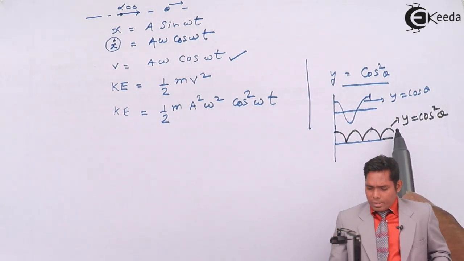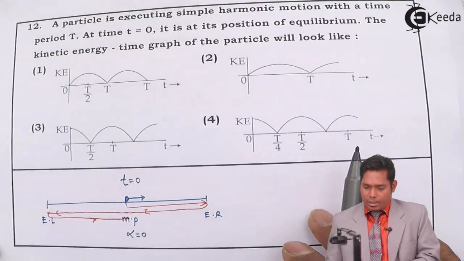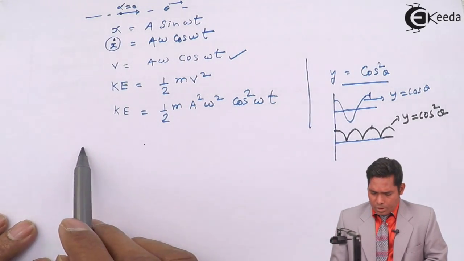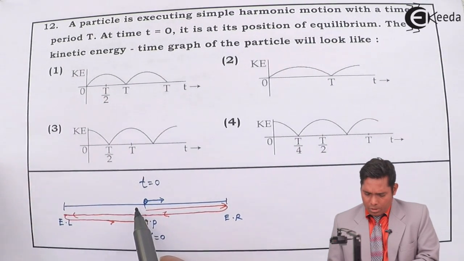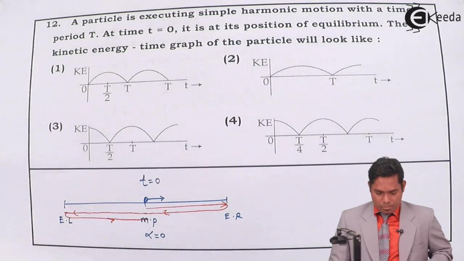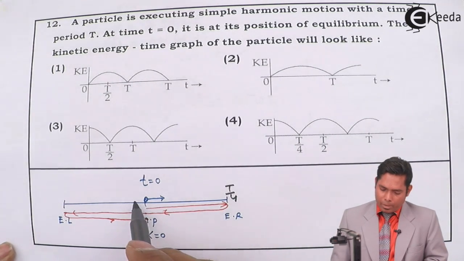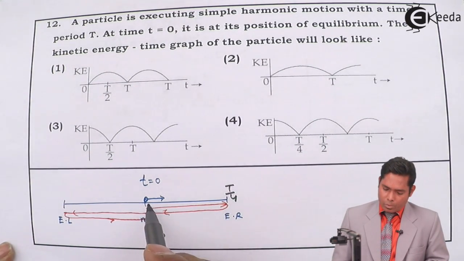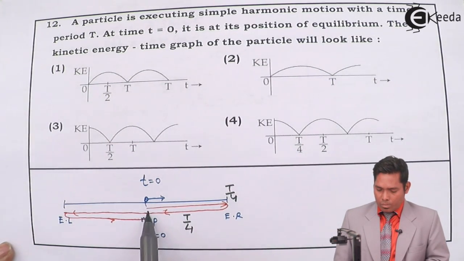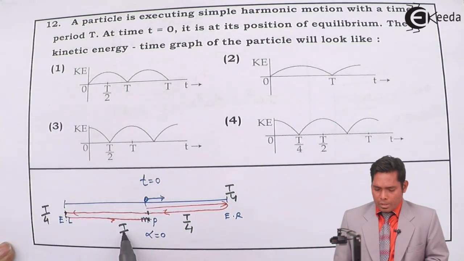So the graph is like this, but then how to choose which one is the correct answer? Now I'll just tell you that from the mean position to this extreme position, it will take time T by 4. That we must know. Then from here to here again it will take T by 4, and returning also it will take T by 4 to the mean position, the mean to this extreme again it will take T by 4, then from here to here again it will take T by 4.